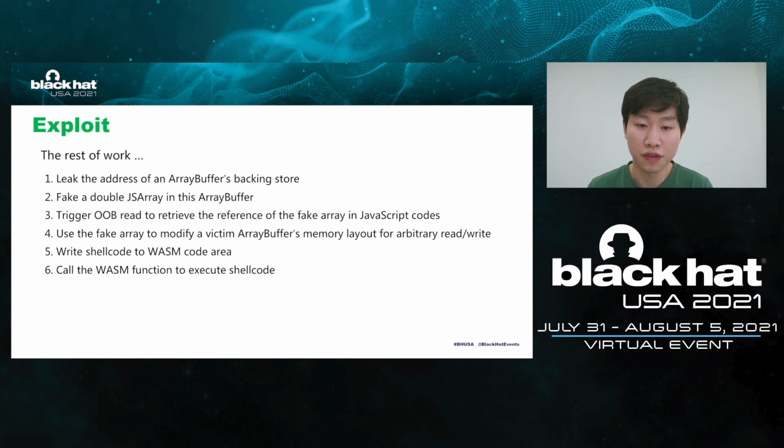Fourth, use the fake array to modify a victim array buffer's memory layout for arbitrary read and write. And the next step is to write shellcode to a WebAssembly code URL, and finally call the WebAssembly function to execute shellcode. Now we can compromise the Chrome render process, and I'll hand it over to Zhou Peng to show you how to escape the sandbox to root privilege.